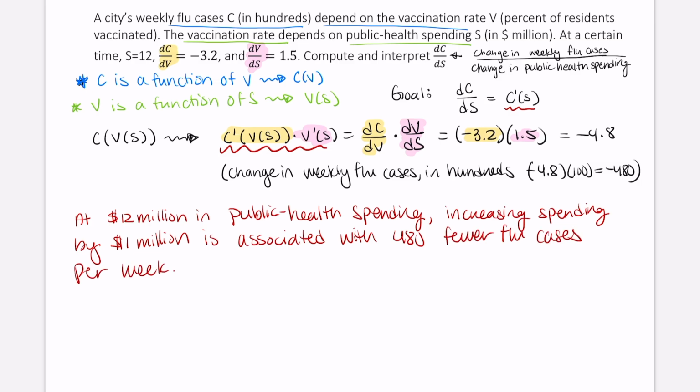And if you're wondering about this negative here, by writing 480 fewer, that's the implication. This negative sign tells me that flu cases are going down. So I didn't write negative 480 fewer flu cases. I just wrote 480 fewer because I know this rate of change is negative. Flu cases are going down as public health spending increases.